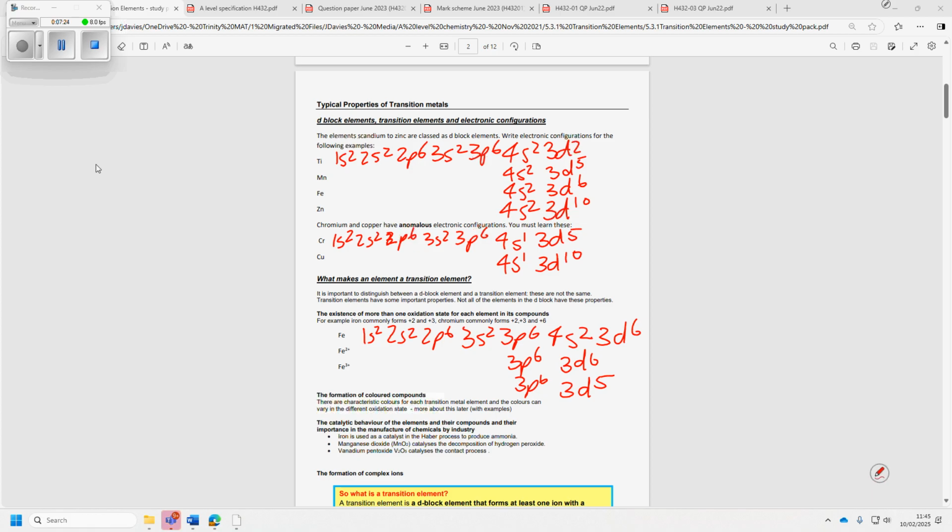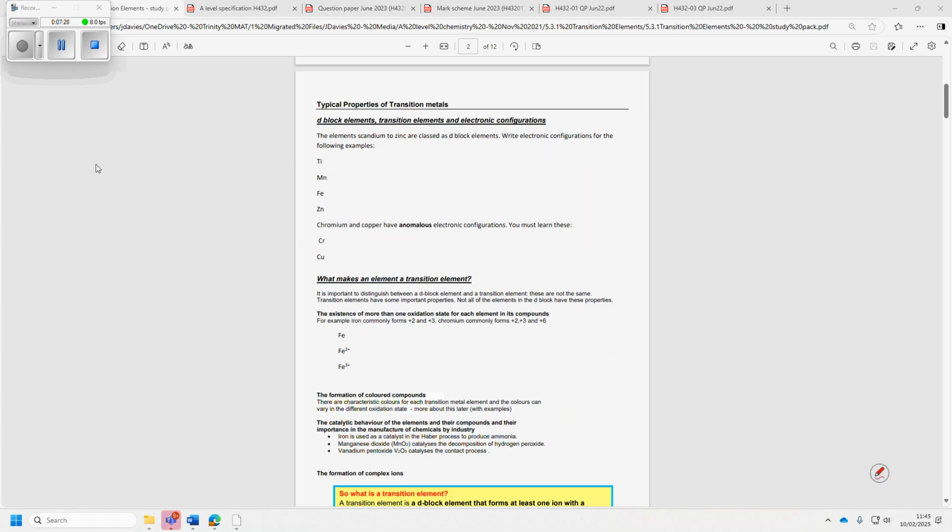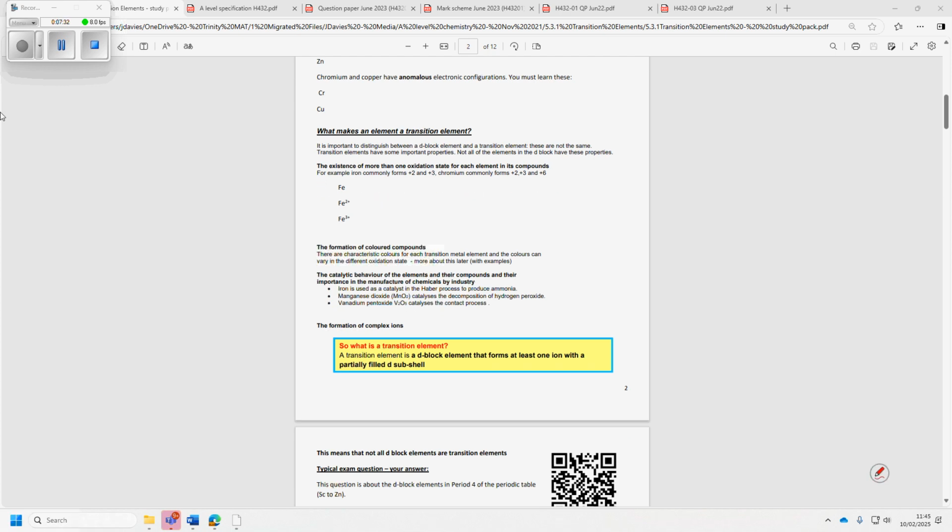Now, what is a transition element? It's a key definition that you are absolutely going to need to learn. It's a D-block element that forms at least one ion with a partially filled D subshell. I can't emphasize to you how important definitions are in this part of the syllabus.